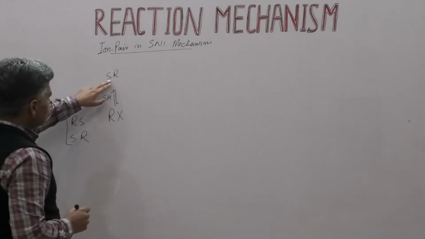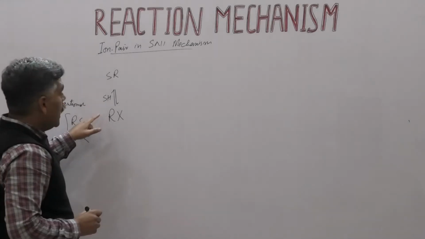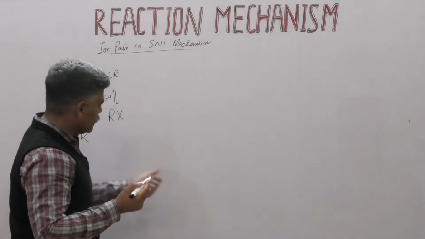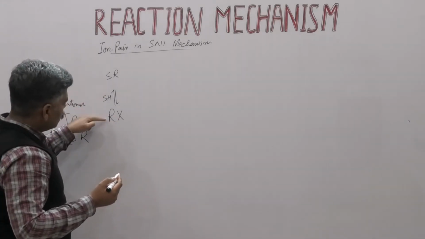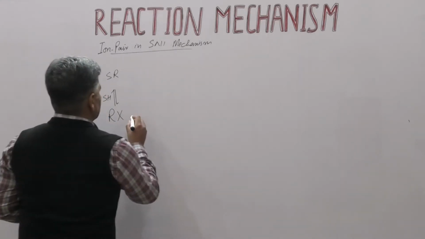So this is the case when the incoming nucleophile from the solvent attacks from the opposite side. This is purely the case of SN2, because at this stage the leaving group is attached with R and S approaches from the opposite side of the leaving group. So that's why this is complete inversion.